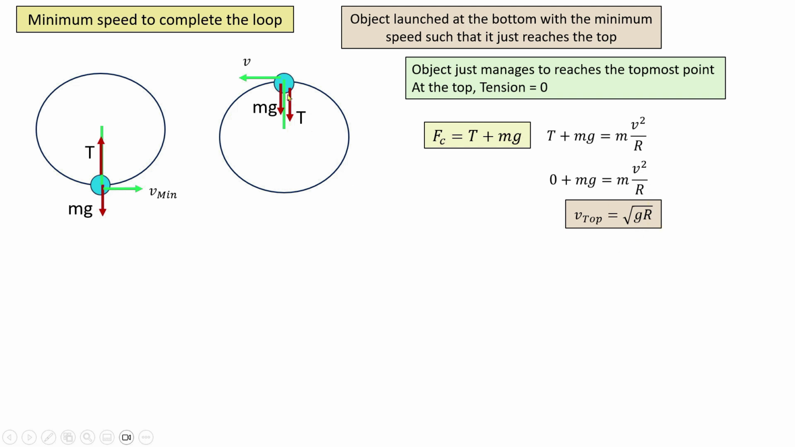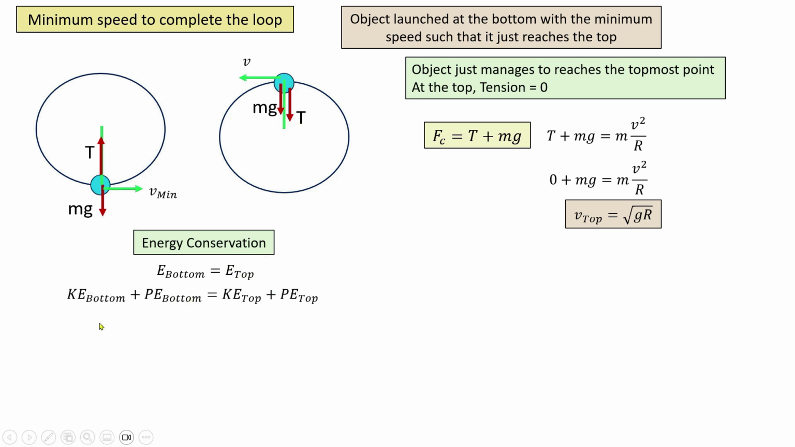Now this speed is at the topmost point. But in this particular concept, we have to find what should be the minimum speed at the bottommost point. So how do we do that? We employ the law of energy conservation, according to which the total energy of the ball at the bottom should be equal to the total energy of the ball at the top. And what is total energy? It's a combination of kinetic energy and potential energy.